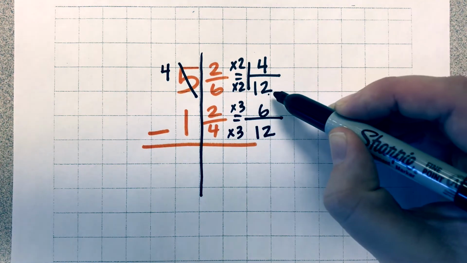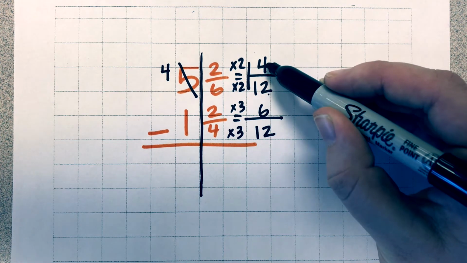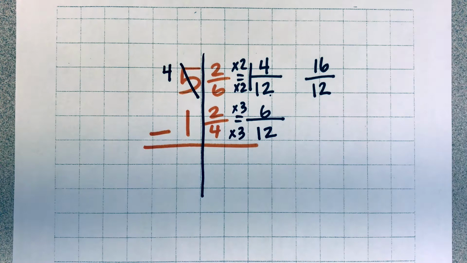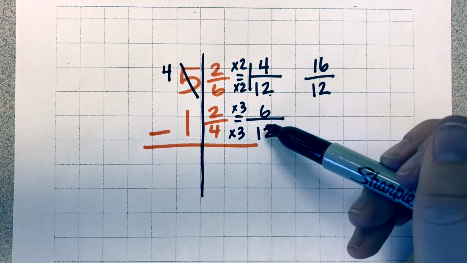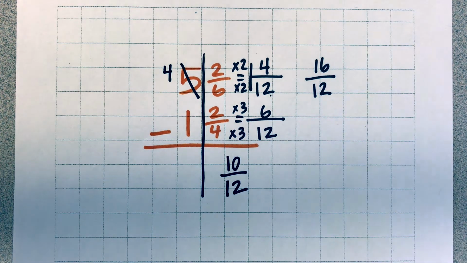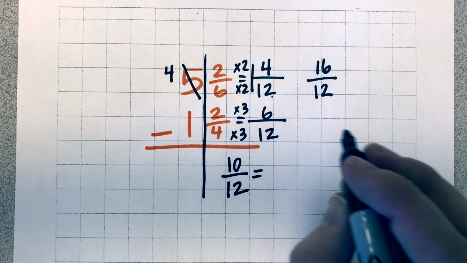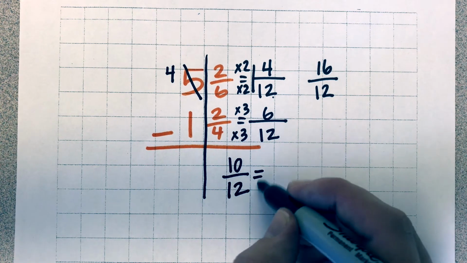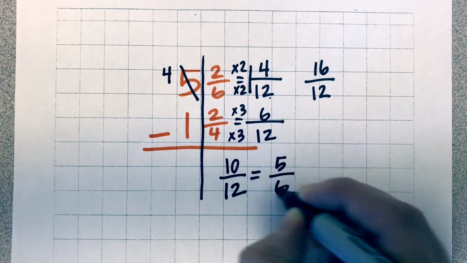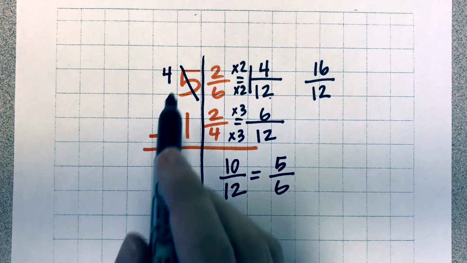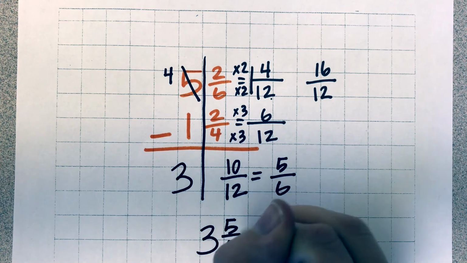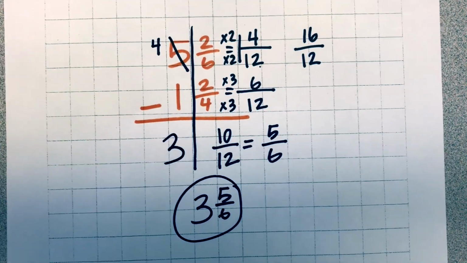1 times 12 is 12, and 12 plus 4 is 16. We pull over that 12 as our denominator, and now we have 16/12 minus 6/12, and that is going to end up being 10/12 as our fraction. That can be simplified: if you divide both sides by 2, because they're both even, we end up with 5/6. That would be the simplified version. And then 4 minus 1 is 3. So 3 and 5/6 would be our perfect simplified answer.